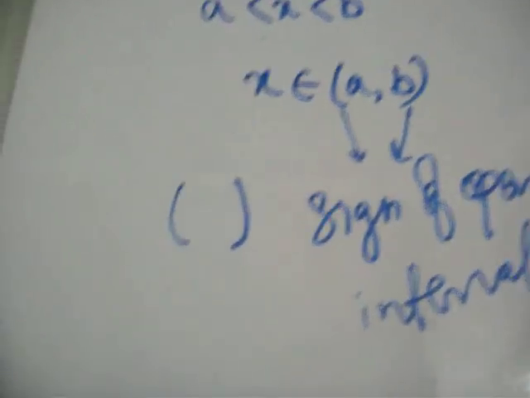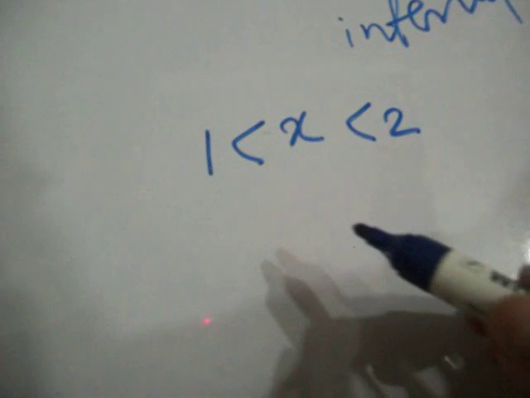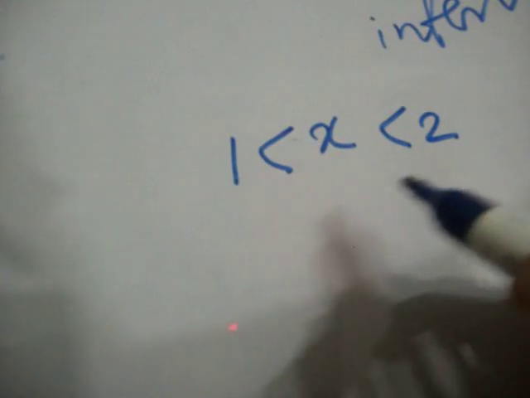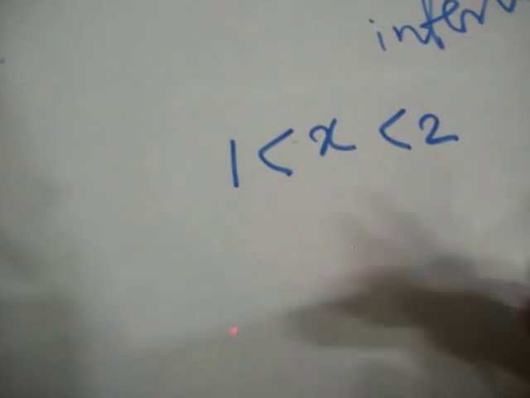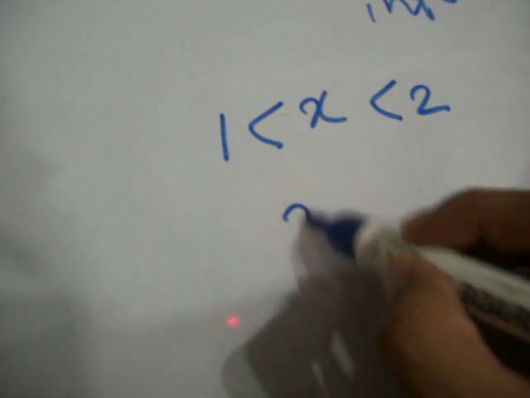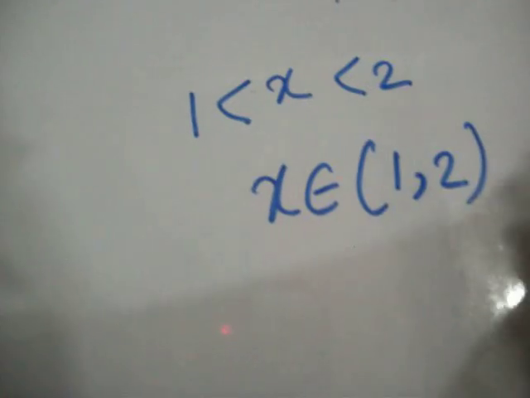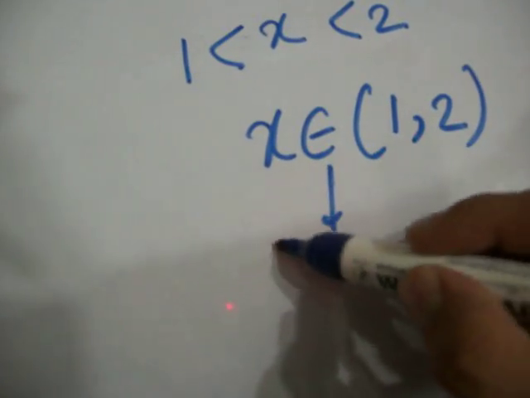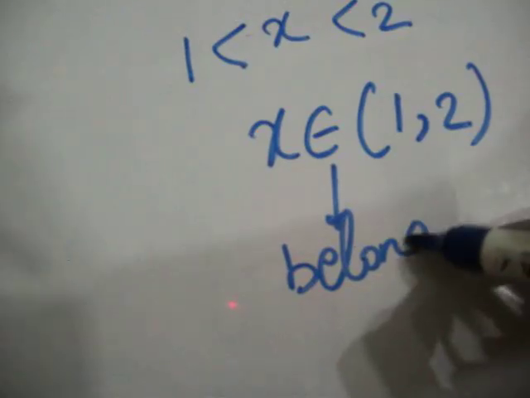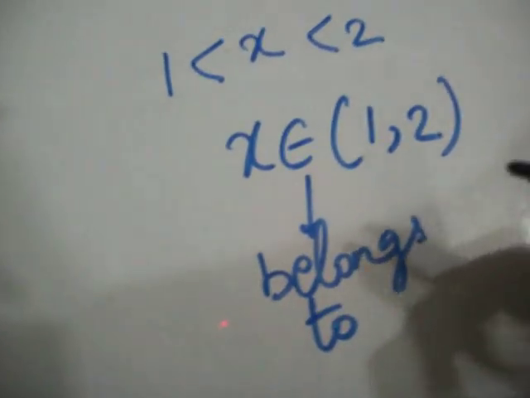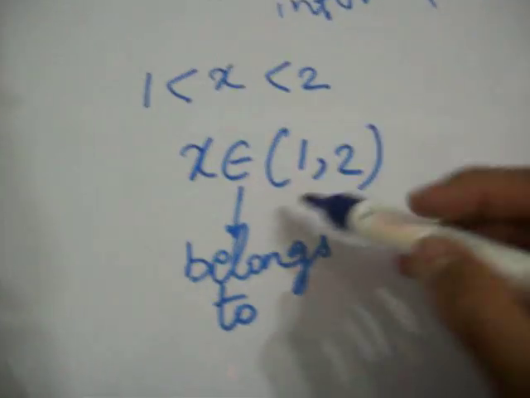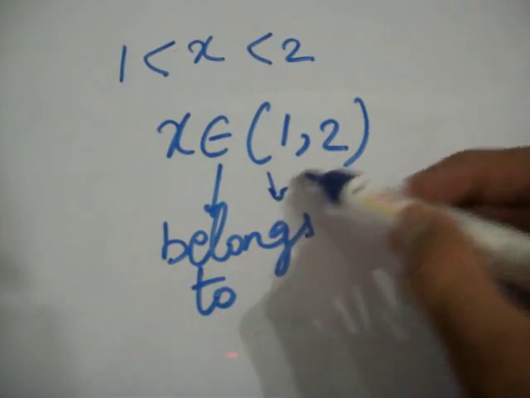And to explain this, let's say x is greater than 1 and less than 2. So to show it with brackets, the way open and close intervals are shown, we're going to write x belongs to (1, 2), and this sign is belongs to. These are open intervals.